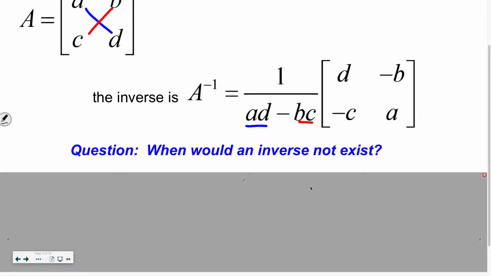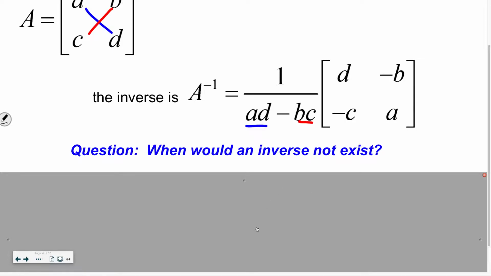Hey group, got a good idea for us? When does an inverse not exist? Clear, concise, Dylan? When AD minus BC equals 0? Yeah. Because then you'll have 1 divided by 0, which is undefined, and that's not going to give you a matrix. Okay. So you could also say when AD and BC are the same, because then you subtract them and you get 0. But either one of those would be fine.